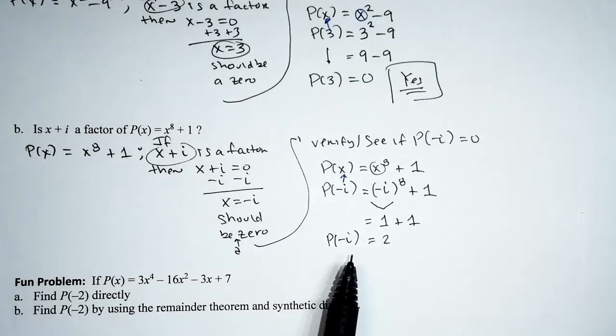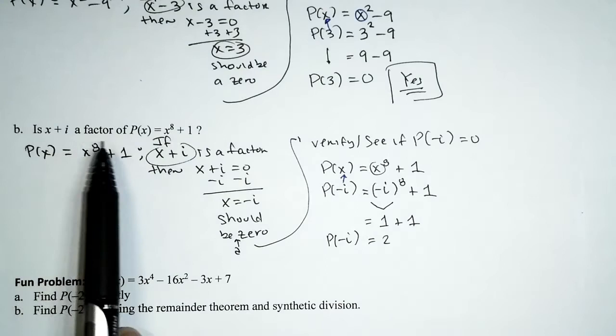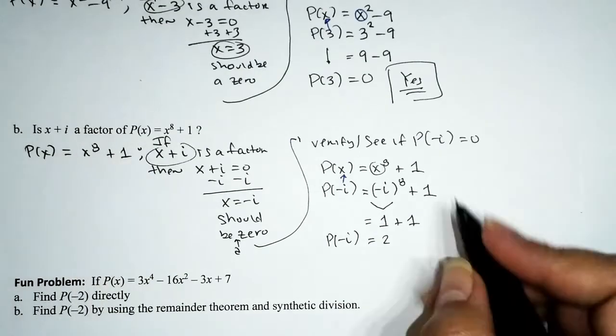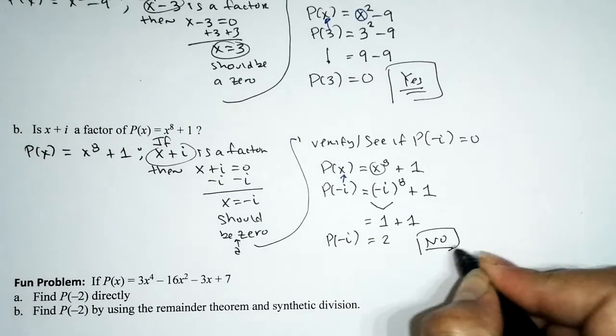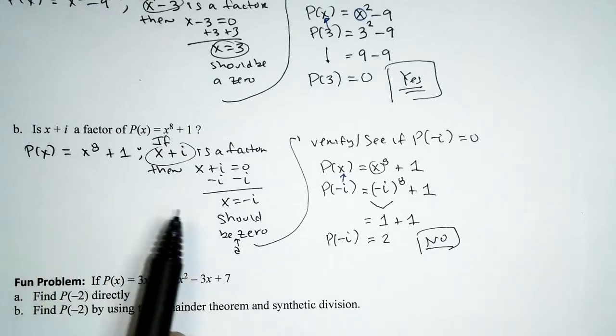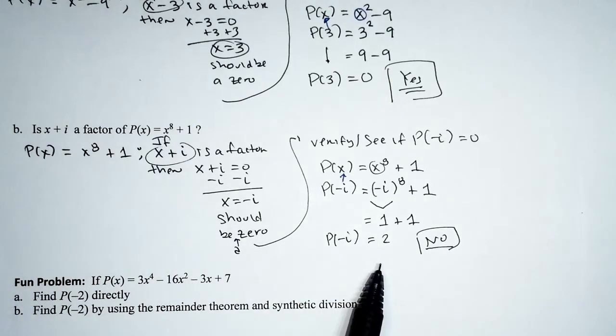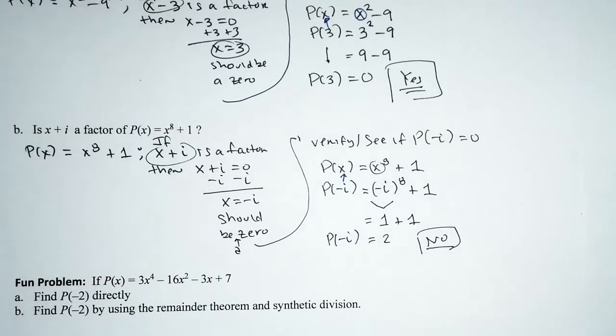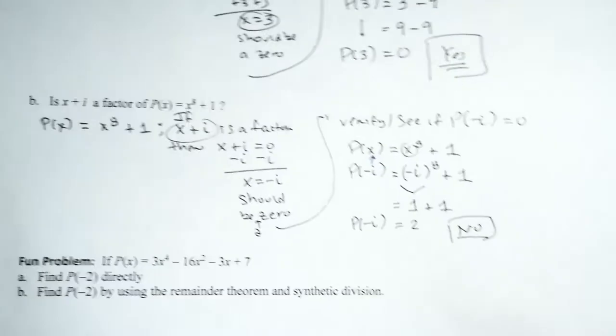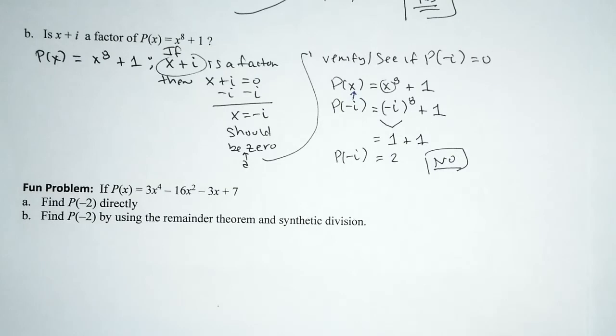So to answer the question, is x plus i a factor of the polynomial? The answer is no. Why not? Because what should be the corresponding 0 is not really a 0. Cool. Alright, so let's go ahead and wrap up this page with 2 more fun problems, namely A and B.